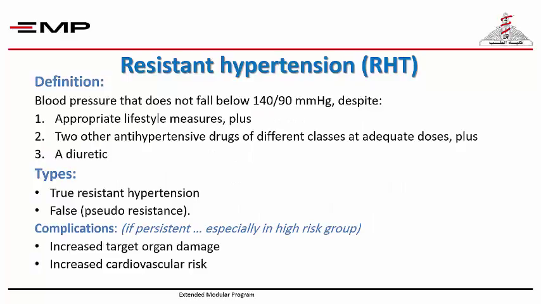Resistant hypertension is defined as blood pressure that doesn't fall below 140/90 mmHg despite appropriate lifestyle measures plus 2 antihypertensive drugs of different classes at adequate doses plus a diuretic. It can be a true resistant hypertension or a false or pseudo resistance. If persistent, especially in high-risk groups, it can be complicated by increased target organ damage and increased cardiovascular risk.